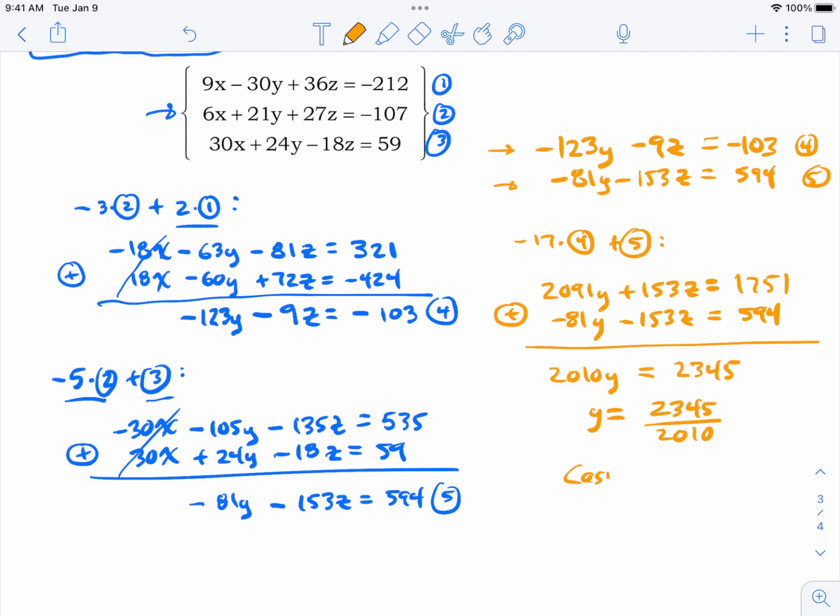But if you have your Casio FX300 ES, then you smile, you say, oh my gosh, this is so easy. All you have to do is type this in, 2345 divided by 2010, and your Casio calculator will tell you, and it will even make it a fraction under its default settings. 7/6. y is equal to the nice reduced fraction 7/6.